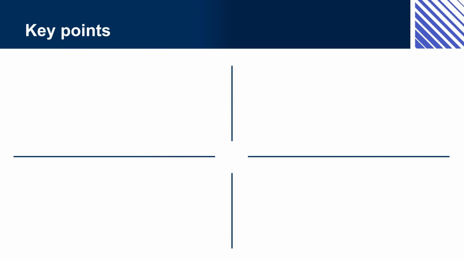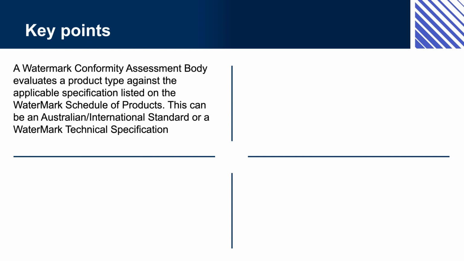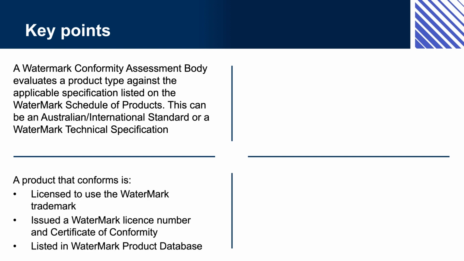Key points. A WaterMark conformity assessment body evaluates a product type against the applicable specification listed on the WaterMark Schedule of Products. This can be an Australian or international standard, or a WaterMark technical specification. A product that conforms is licensed to use the WaterMark trademark, issued with a WaterMark license number and certificate of conformity, and listed in the WaterMark product database.